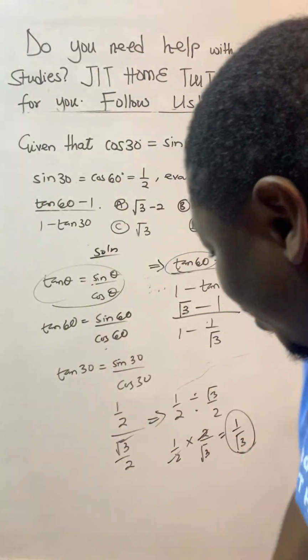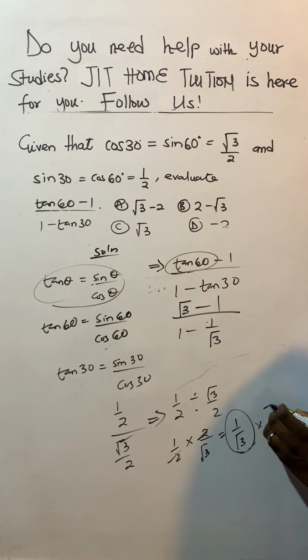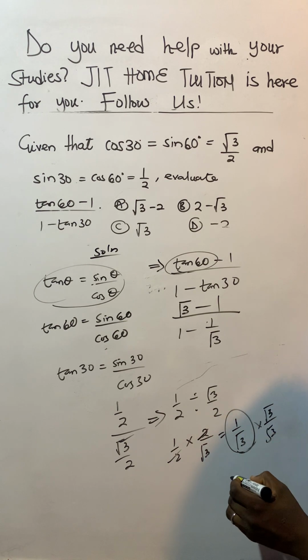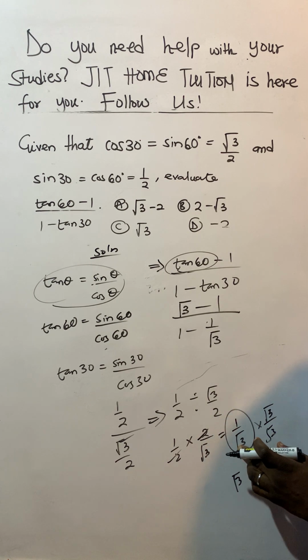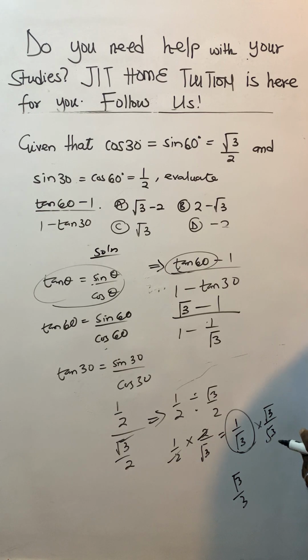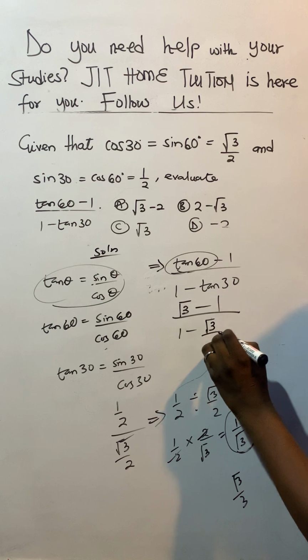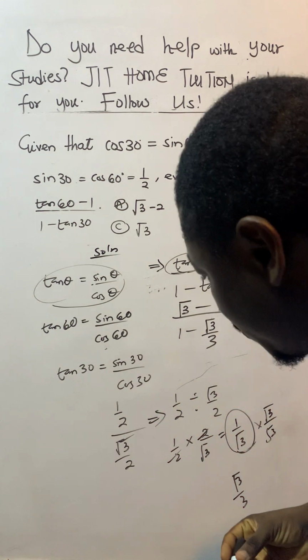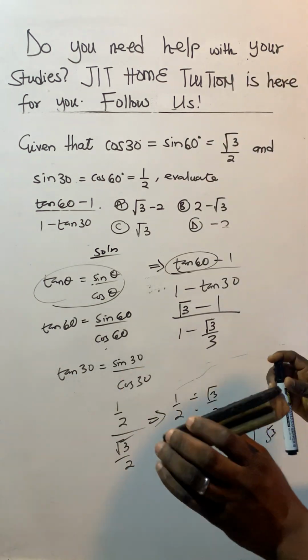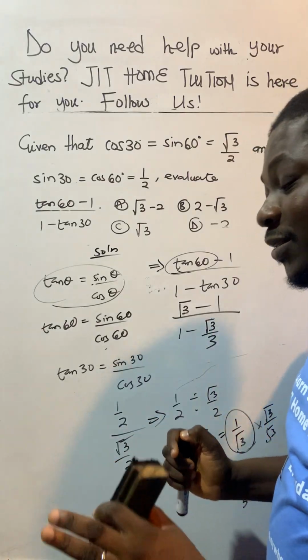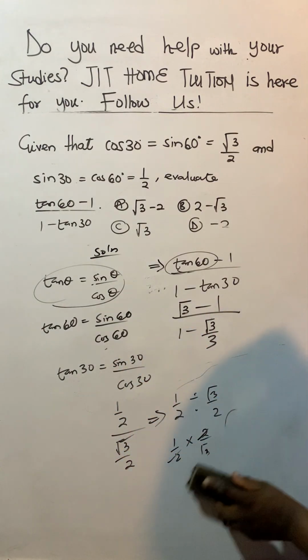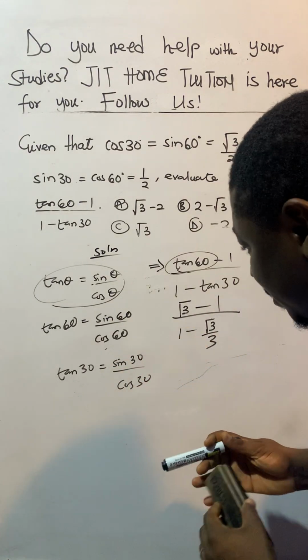Now root 3 over 3 over here, what it means is that it will rationalize it. So this one times this will give you root 3. This one times this will give you 3. So we can now replace it with this side, which is root 3 on 3. Please, I hope you are following. Kindly take your time to watch it, else it will be a little bit confusing to you, okay? But it's supposed to be easy.